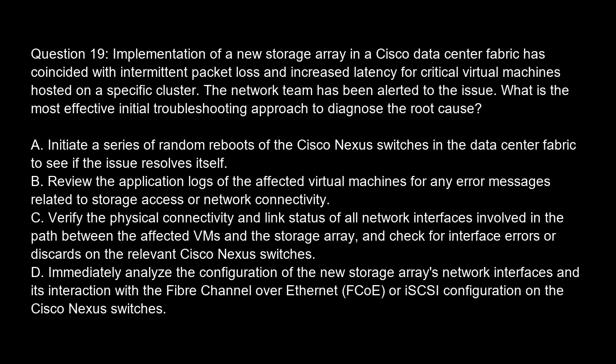Option C. Verify the physical connectivity and link status of all network interfaces involved in the path between the affected VMs and the storage array, and check for interface errors or discards on the relevant Cisco Nexus switches. Option D. Immediately analyze the configuration of the new storage array's network interfaces and its interaction with the Fibre Channel over Ethernet, FCoE, or iSCSI configuration on the Cisco Nexus switches.